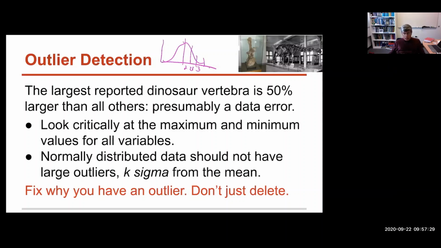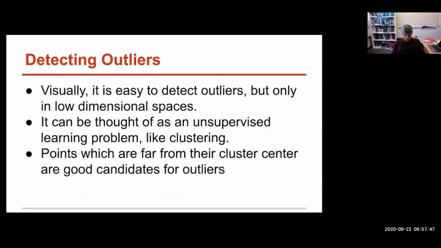And my encouragement is that you figure out why you have outliers, if you can. It's usually a bad idea just to delete the outlier value if you see one there. Usually there's a systematic reason, and it's important to try to figure out why that is. Any questions?